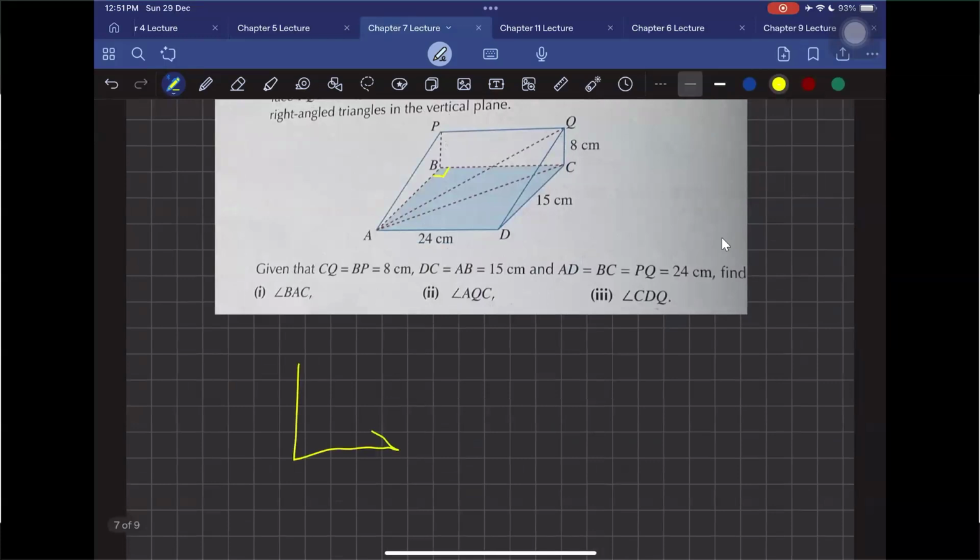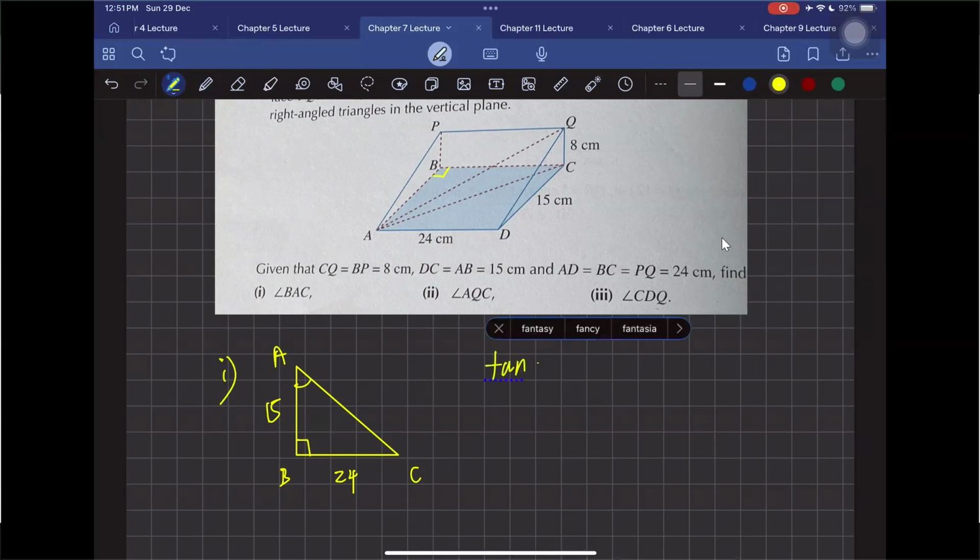So again, always draw it out. B. So this is the right angle. And you're given that BC is 24 and DC is 15. And you're asked to find BAC, this angle. So again, it should be simple trigo. And then you just need to solve this.